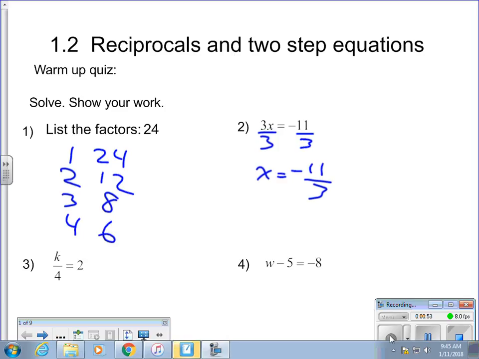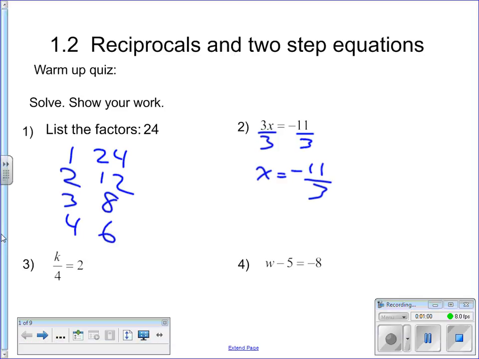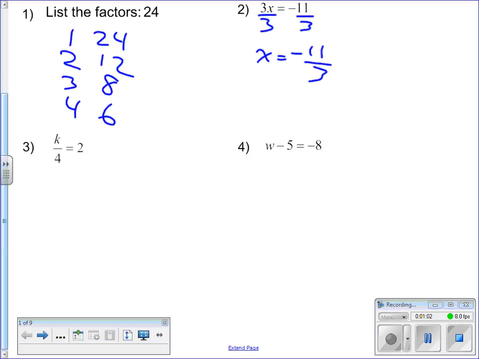Negative 11 thirds. Once again, please leave them as an improper fraction. I'm good with that. That's what I prefer. Okay. Let's see if I can extend the page to move it up. So k divided by 4 equals 2. How do I solve this? Multiply both sides by 4, and I get k equals 8.